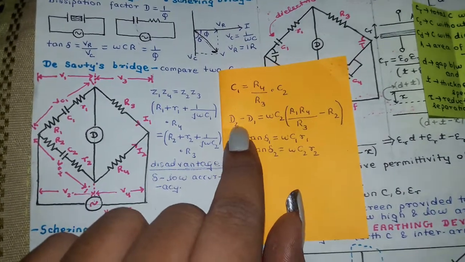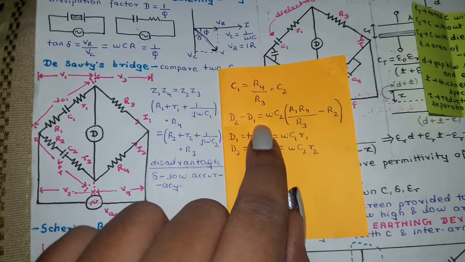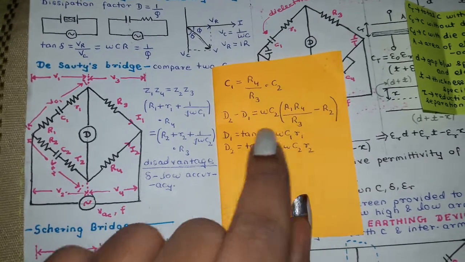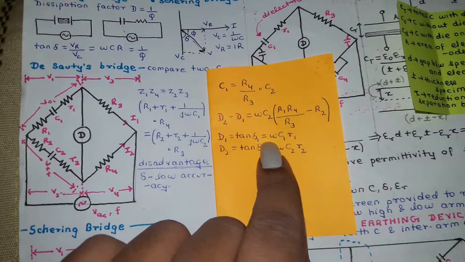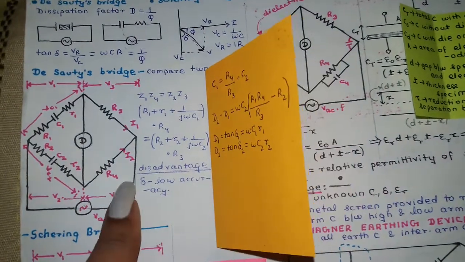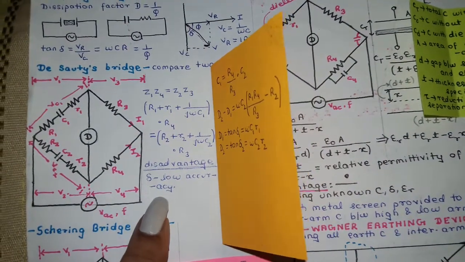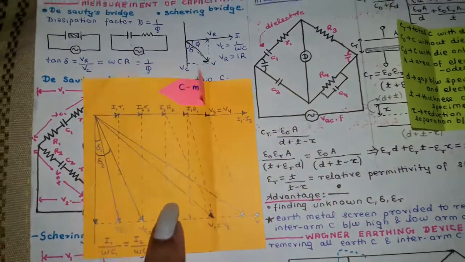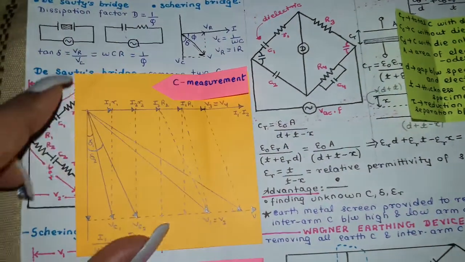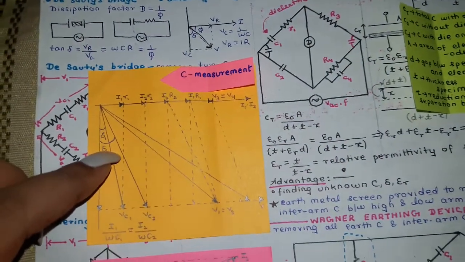You can also calculate your unknown dissipation factor with the help of a known dissipation factor, and your dissipation factor has this following formula. This method, however, has a disadvantage that it has low accuracy. This is the required phasor diagram of your de-Sauty's bridge.